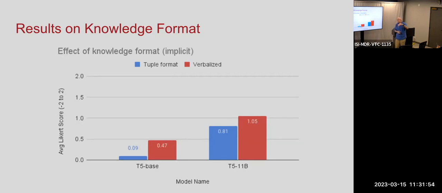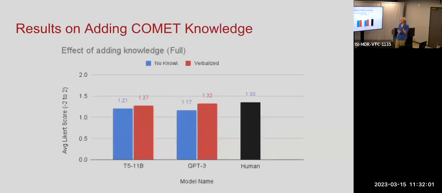We did a lot of experiments to figure out the best way to put this COMET knowledge into the story, and we did a lot of work on that. The details are in the paper. Now, let's look at the final results, though. We found the best way to add the knowledge in, and then we saw how it impacted performance. So T5 11 billion goes up a little bit from an average Likert of 1.21 to 1.27.